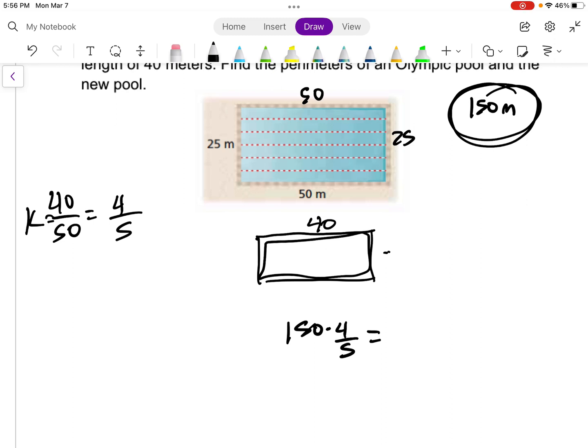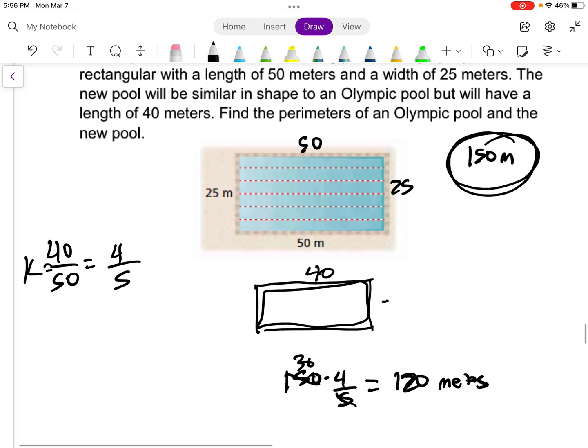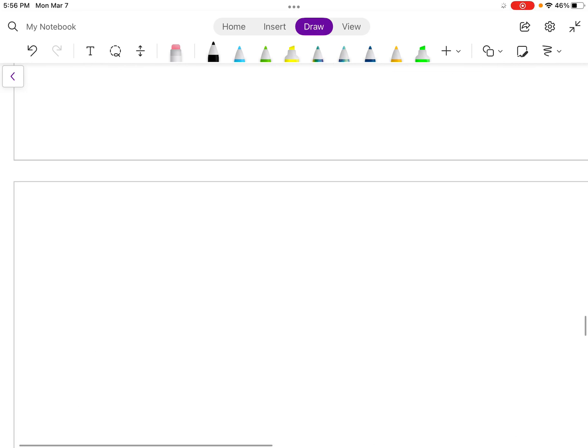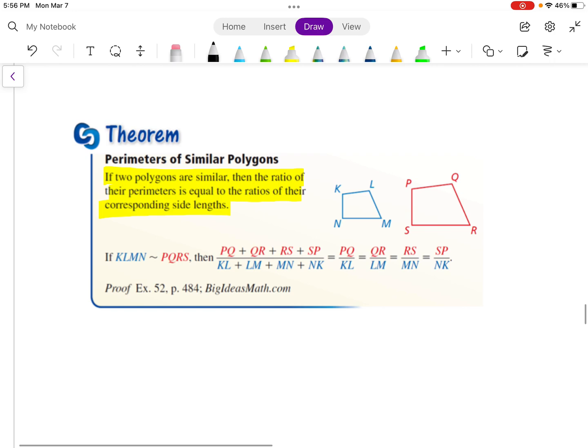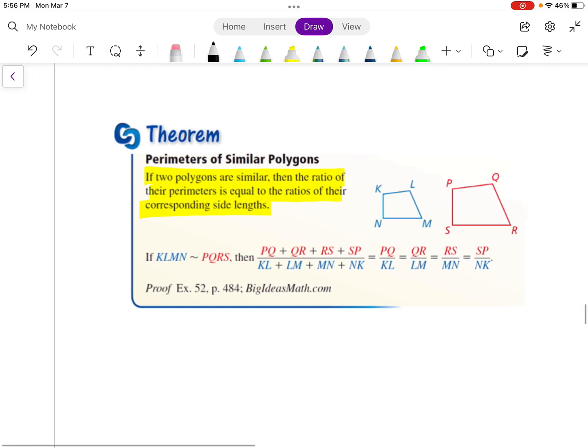Okay, so let's do that. Let's see, 5 goes in 150 30 times. 30 times 4 is 120. So it's supposed to be 120 meters. Now, we could have also just gone like this, right? I could have just taken 25 and multiplied it by my scale factor. I think it comes out to be 20. And then I would have known all the sides, and we could have added it all up there. But if we use that theorem, all that theorem says is if I know the scale factor of their sides, I know the scale factor of their perimeters.